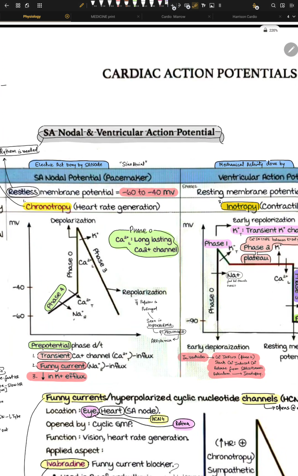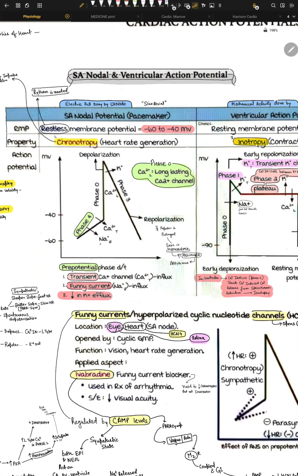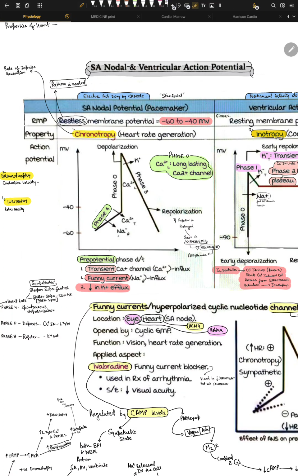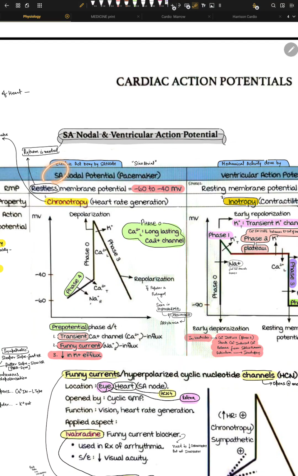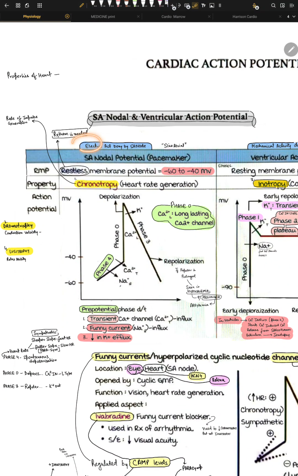Okay, so let's really get into this SA node. We have been talking about the SA node for the last 15 minutes, and we have not studied anything about it. So, the SA node, nodal potential and pacemaker are the electrical activities done by the SA node. We're going to read about that.